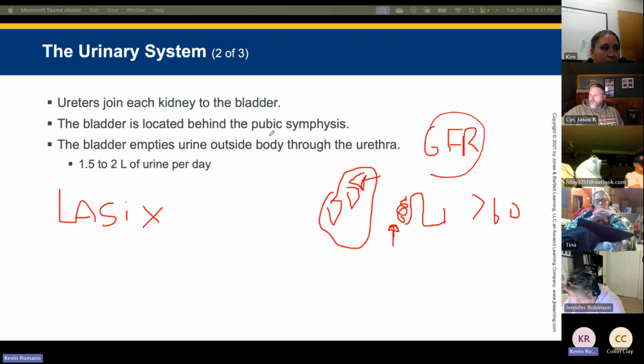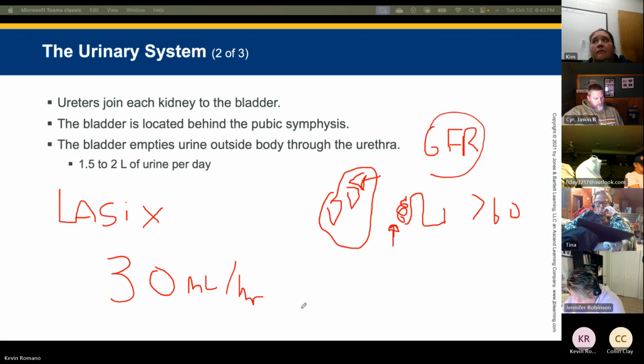The bladder is located behind the pubic symphysis, and the bladder empties urine outside the body through the urethra, about 1.5 to 2 liters of urine per day. So the average adult puts out how much an hour? Thirty mLs per hour. That's the average adult urine output. It's about 30 mLs an hour.